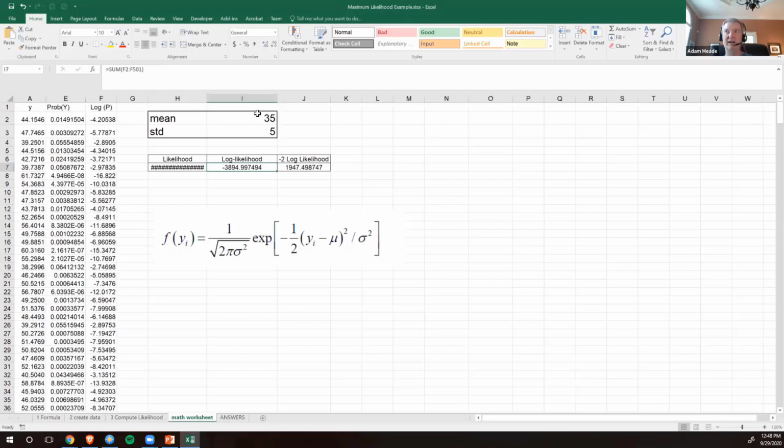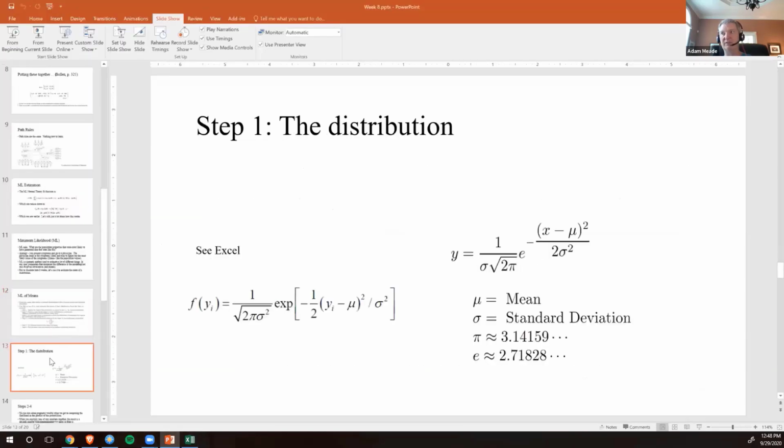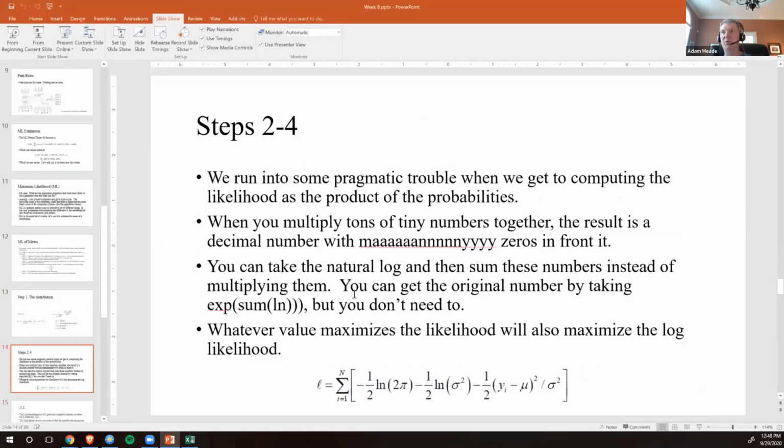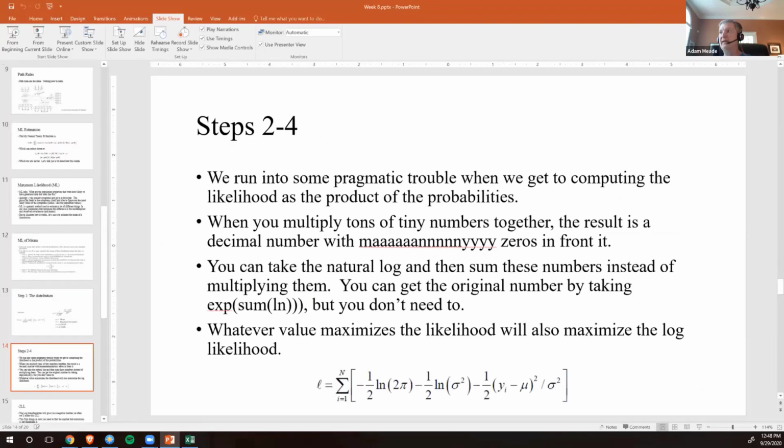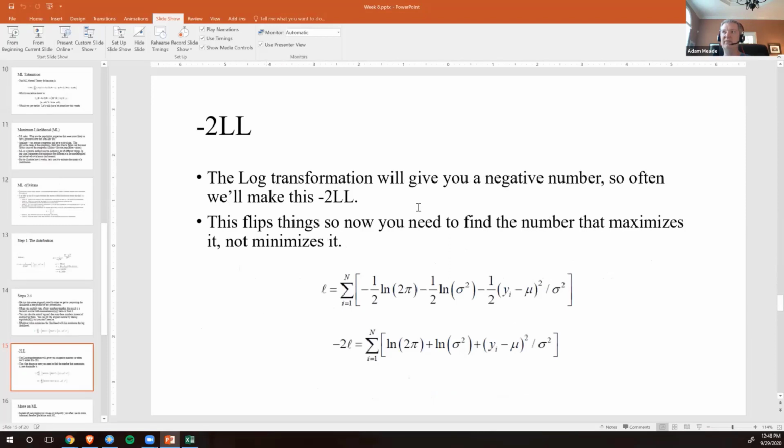So if 35 were the right mean, then it would be the same for both of these, right? The other thing people sometimes do is take the -2 times the log likelihood. What you can see here is the original formula. If you take the log of it, you don't have a product out here anymore; you have a summation. And then if you take the -2, you can actually pull this part of the formula out of that equation, which is a little bit more parsimonious, right?